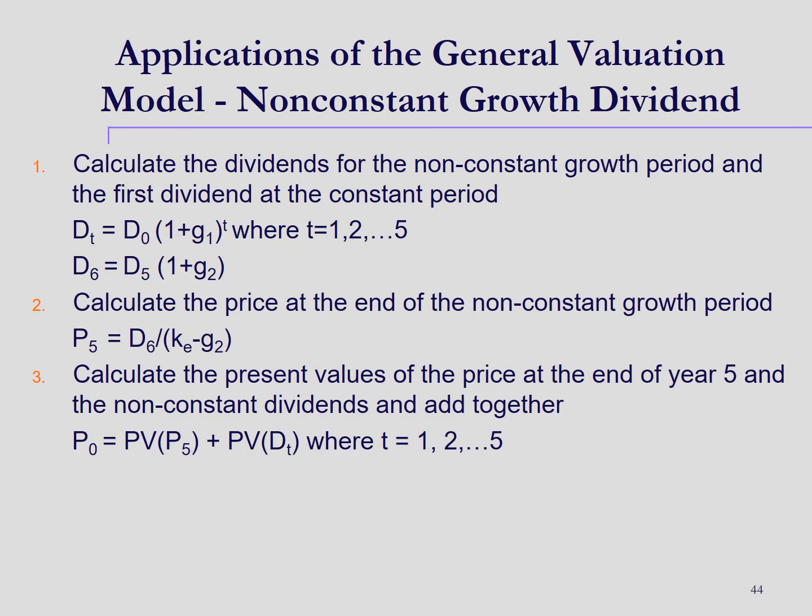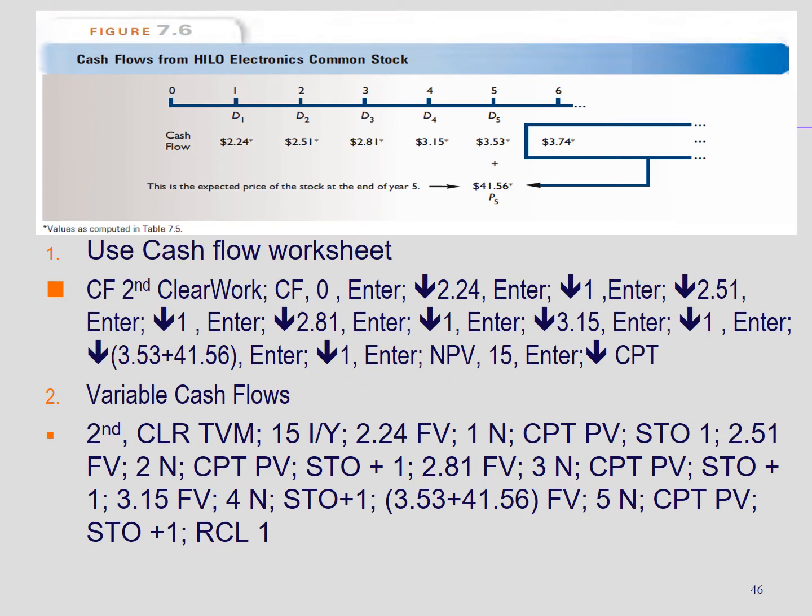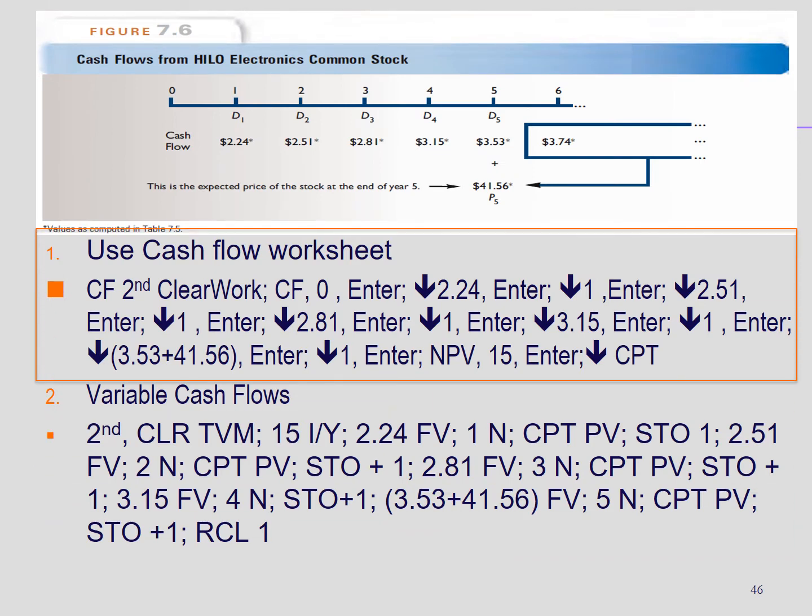This slide summarizes the formula used to calculate the dividends, the price at the end of year 5, and the current share price. This slide illustrates how to use the information provided in the present value interest factor table to obtain the present value of this problem. Here, we provide you with the detailed steps of implementing the built-in cash flow worksheet function in TI BA II Plus or Plus Professional to calculate the present value of this problem.